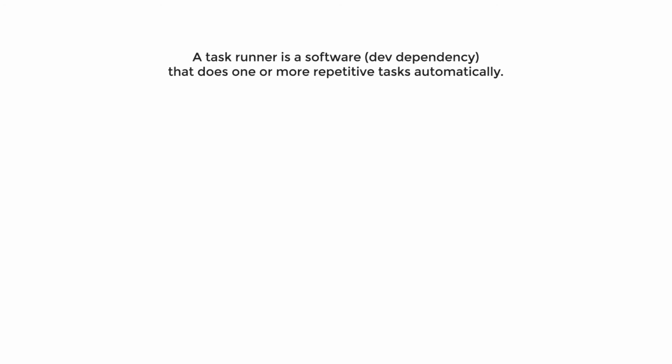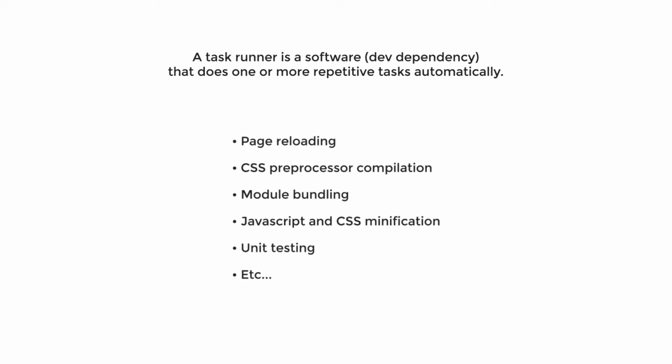A task runner is essentially software that does a repetitive task automatically. Examples of repetitive tasks are reloading the page each time you update your code, compilation of SASS into regular CSS code, bundling, which we have been talking about, files compression, unit testing, etc.